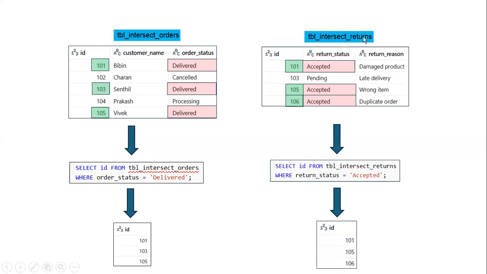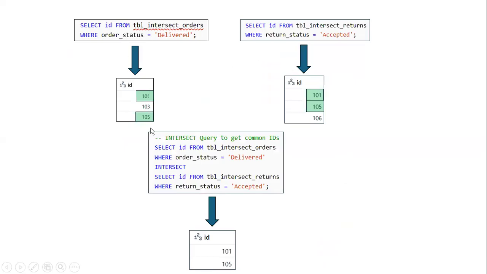Similarly from the returns table, what I wrote is select ID. I want to select only the ID column from the returns table where return_status equals accepted. This is my column return_status, and whatever is accepted is selected here. In total I have 3 records: 101, 105, 106. By using this WHERE condition separately, I'm getting these two outputs. Next I'm going to our final query. By using the WHERE condition we are getting this table. This is one result and this is the other result. For the first query this is the result, and for the second query this is the result.